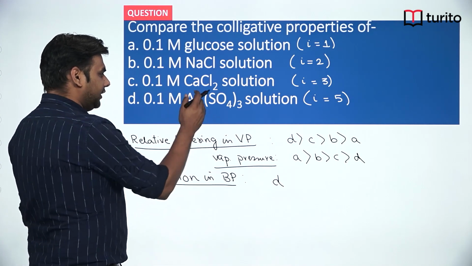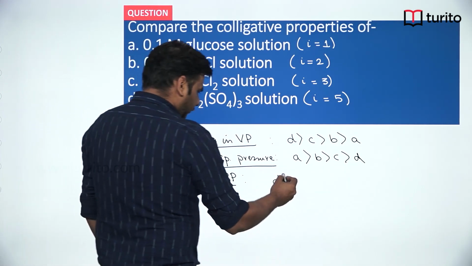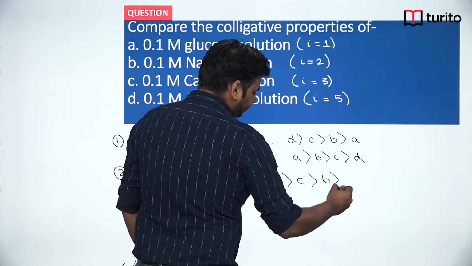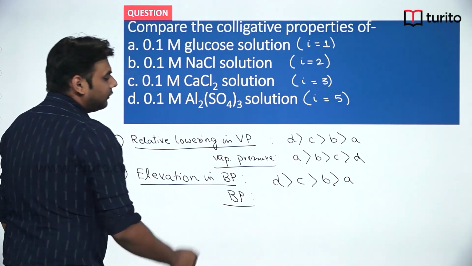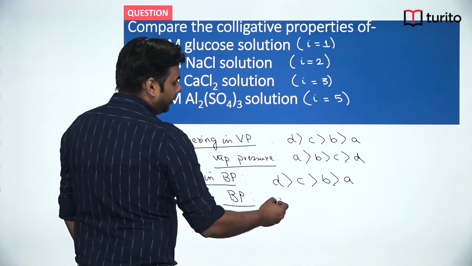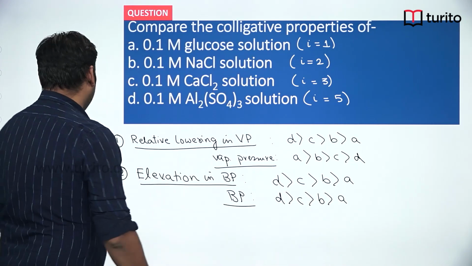Okay, so the vapor pressure is least for D. So the elevation in boiling point would be maximum for D, followed by C, B and then A. Now if you consider the boiling point order, obviously D has the maximum boiling point, followed by C, followed by B, followed by A. Hope this is clear to everyone.